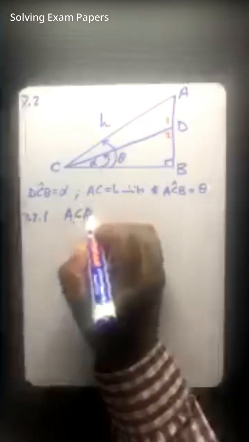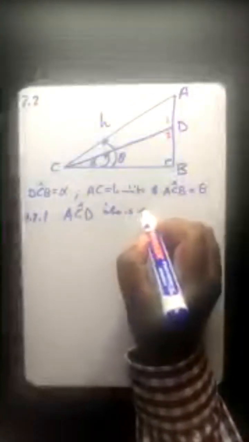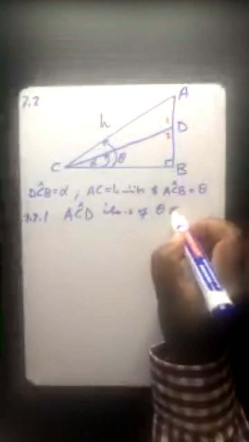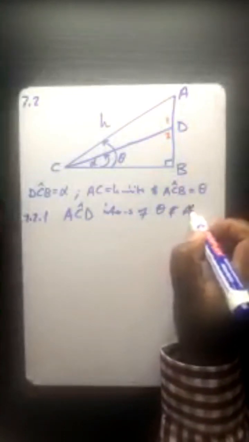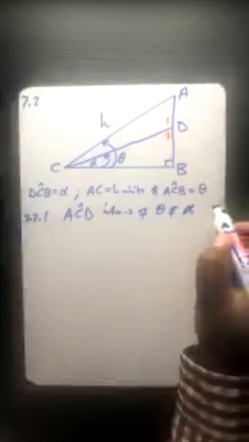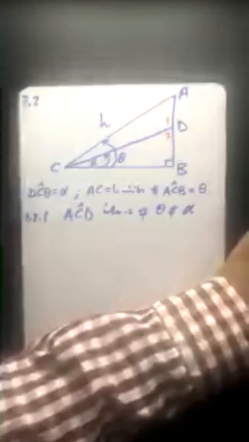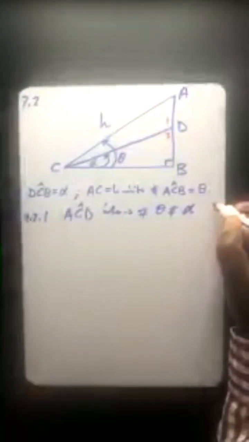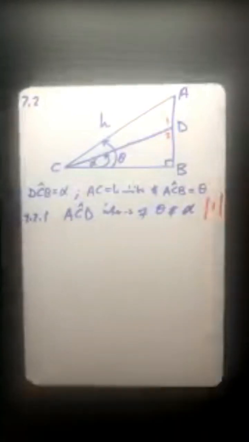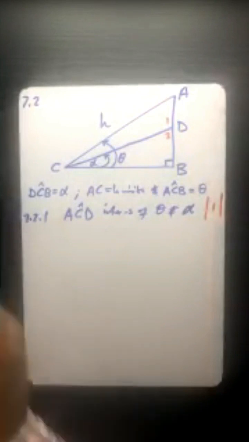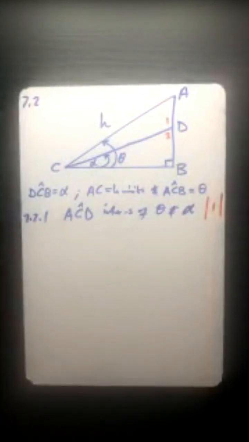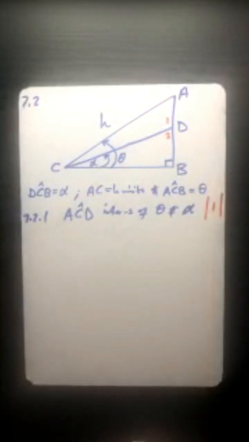So now let's see 7.2.1. They're saying determine the size of the angle in triangle ACD in terms of theta and alpha. This question is allocated 1 mark. Anyone would like to give it a try? Only 1 mark. Anyone who would like to give it a try?